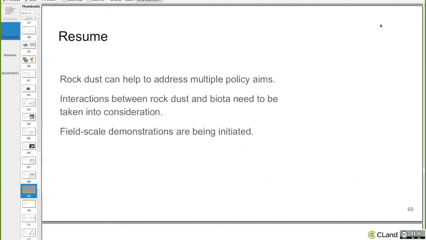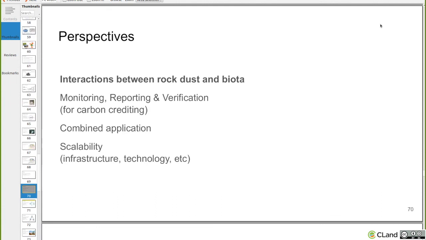So to summarize the second part, this is really work in its infancy, the science there, but it's fast developing because of the political needs. So the summary is that rock dust can help to address these multiple policy aims. And the work I did showed that the interactions between the rock dust and the biota are non-negligible and can even have some further potential we could take advantage of. However, the main problem is that field-scale applications, even in agricultural areas, are just being initiated, so we have no field-scale evidence. So there are a lot of things to do, which is my perspective.